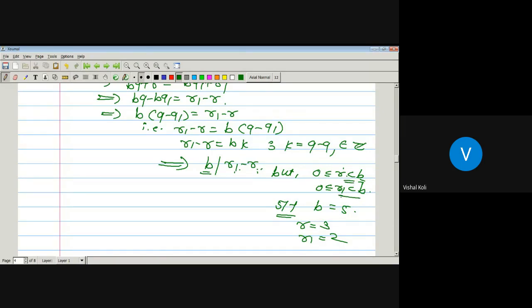R1 is also strictly less than B. Then here we get B divides R1 minus R. But as R1 and R are both integers which are strictly less than B, B does not divide R1 minus R. But here we get B divides R1 minus R. So this is not possible. This is not possible.